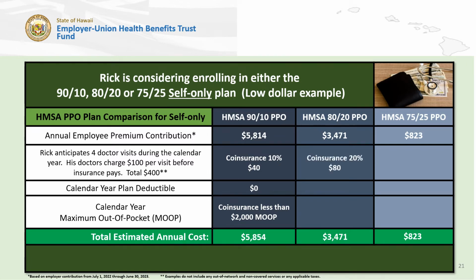Under the 80/20 plan, Rick pays a 20% coinsurance along with a lower annual premium amount, showing a lower annual cost if he selects the 80/20 plan in this scenario.